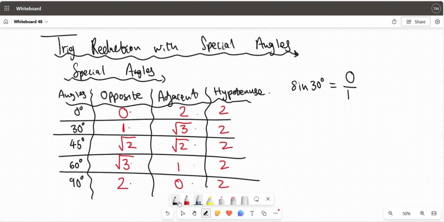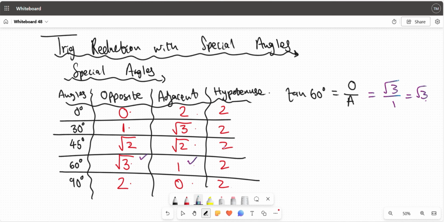Let's try another one. What if we have tan of 60 degrees? Tan is opposite over adjacent. So again, I need to go under the 60 degrees column. I'm looking for the opposite and the adjacent. So that will be root 3 over 1, which is just root 3. Let's do another one.